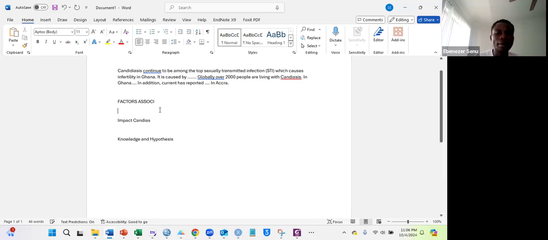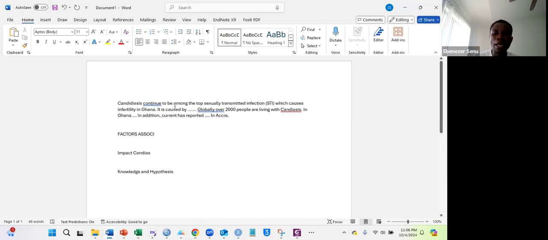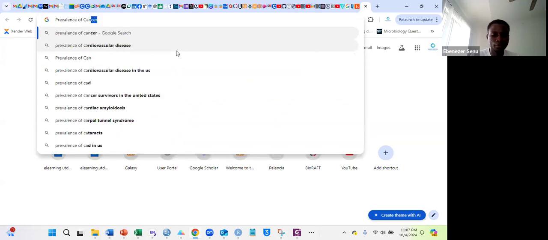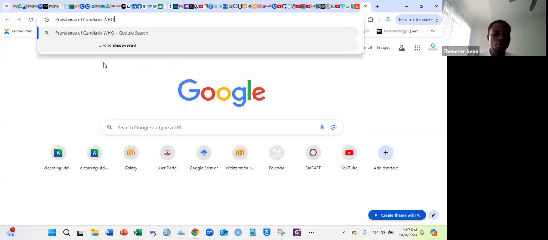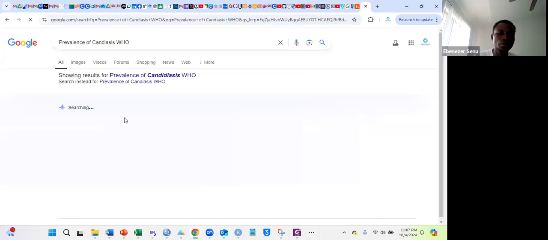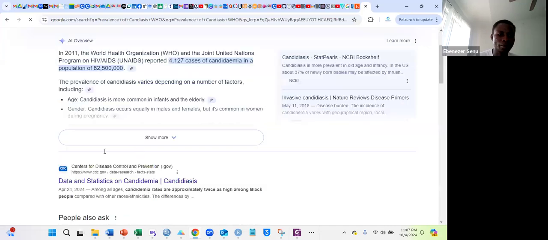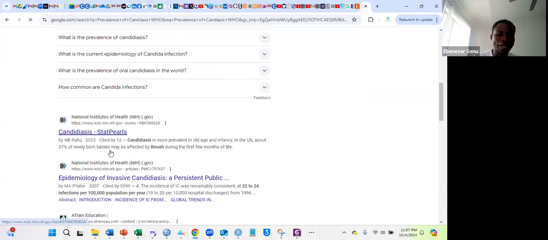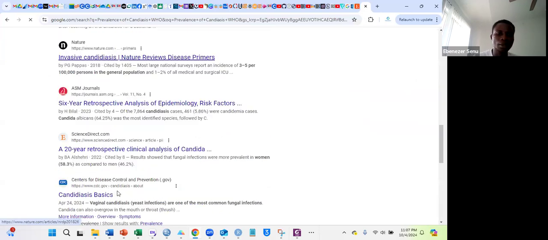So before you start writing, you have this sketch, right? So it means that first you need data on global prevalence of candidiasis. So you go to the internet, maybe if it's WHO, you go to WHO prevalence of candidiasis. Maybe I'll just add WHO so that it will take me to the WHO website. So now we have a lot of AI. So you see CDC. A lot of data has been reported on CDC. Then WHO. So you see here, most of the data are rather in CDC, not WHO. So that's how you find them.